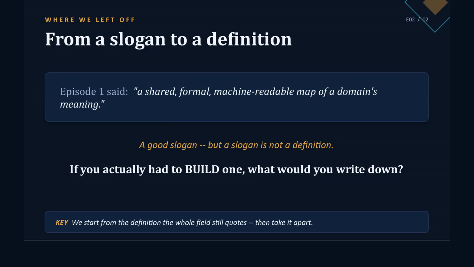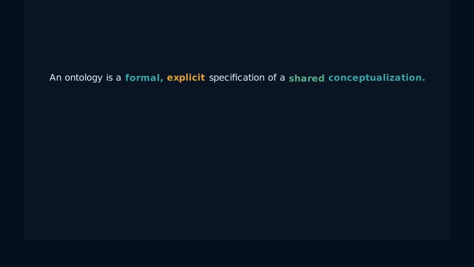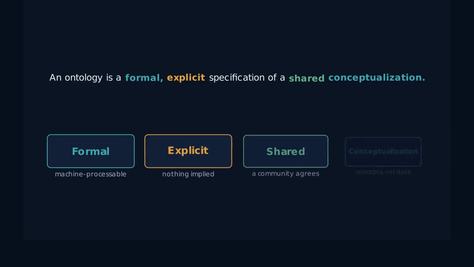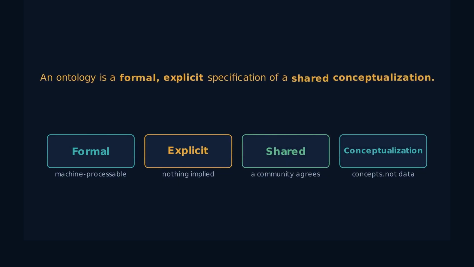To answer that honestly, we start with the definition the entire field still quotes to this day, and then we take it apart, word by word, until there is nothing mysterious left in it. In 1993, a Stanford researcher named Tom Gruber gave the definition that stuck. An ontology is a formal, explicit specification of a shared conceptualization. Four words there are doing all of the heavy lifting.